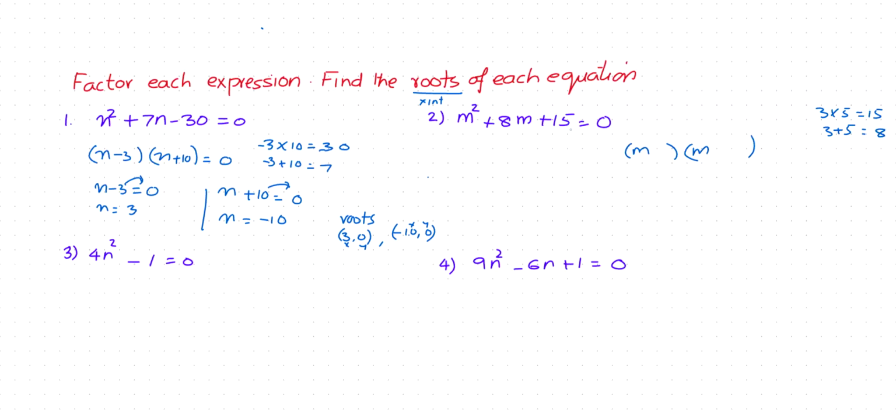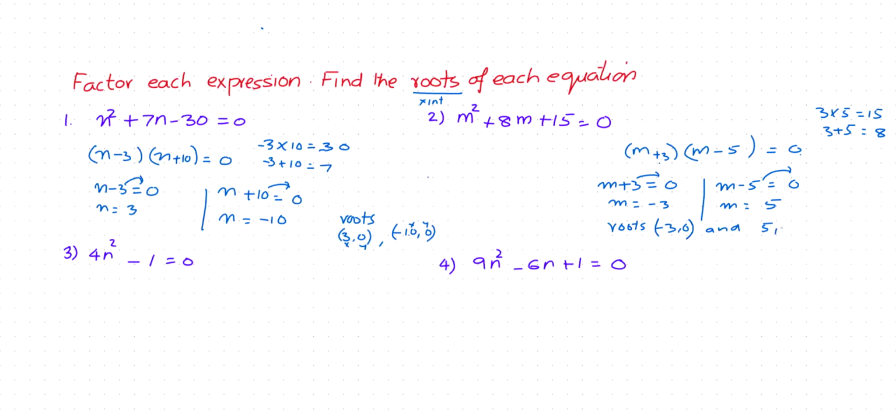So m plus 3 and m plus 5 equals to 0. So each factor now we write equals to 0. So m plus 3 equals to 0. So m equals negative 3. Positive 3 will go to the other side and become negative 3. Another one is m plus 5 equals to 0. So m equals negative 5, as positive 5 goes to the other side. So the roots are negative 3, 0 and negative 5, 0.